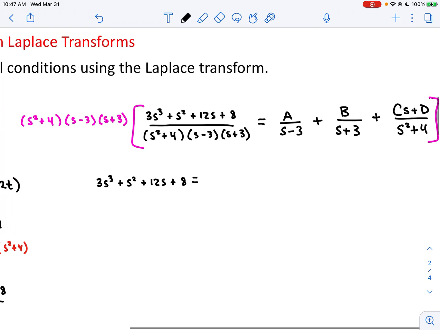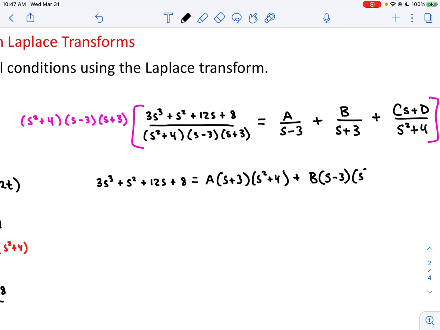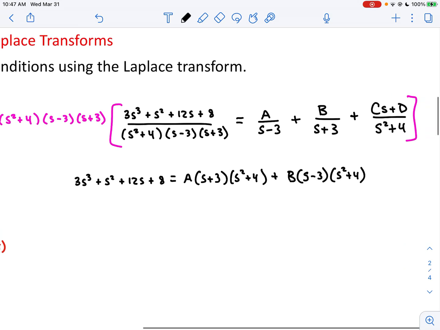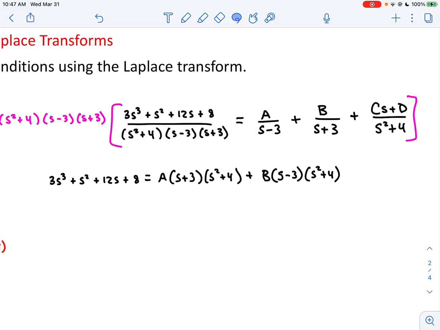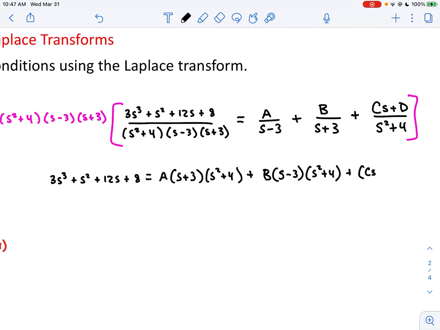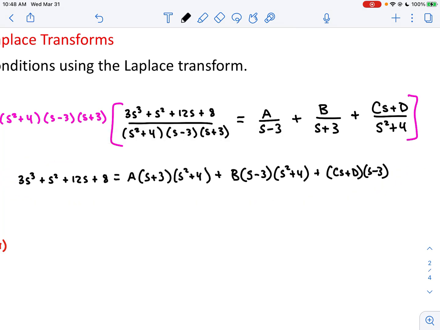Equals. Now next to the a, we're going to get the s minus 3's to cancel. So next to the a will be an s plus 3 and the s squared plus 4. Next to the b, the s plus 3's will cancel, leaving s minus 3, and then also the s squared plus 4. And then, let me move this over slightly, give myself space. And then for the third and final fraction here on the right side of the equation, the s squared plus 4 will cancel, giving us a cs plus d, and put it in its own parentheses. And then we have the s minus 3 and the s plus 3. Again, give myself a little more space.